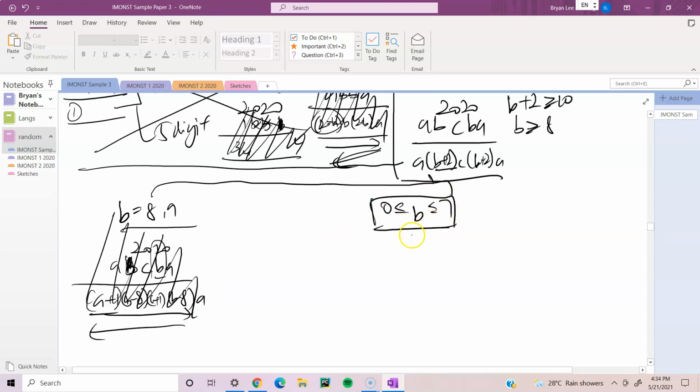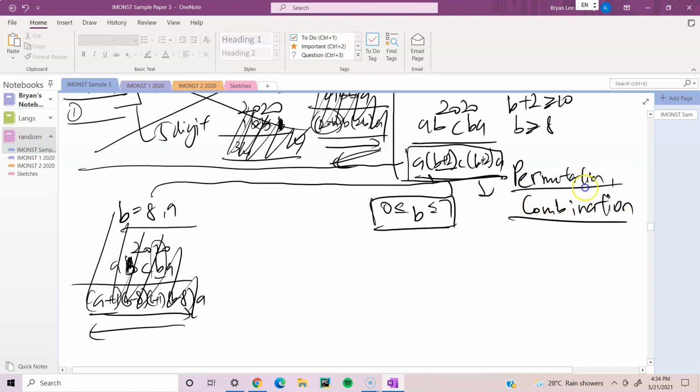Now for B larger than or equal to 0 and smaller than or equal to 7, all of these cases work. So we just need to do permutation and combination. If you do not know what this is, you can search it up on the web to learn it. I will not go into it deeply. Basically, we just need to see how many choices there are for our A's, B's, and C's.